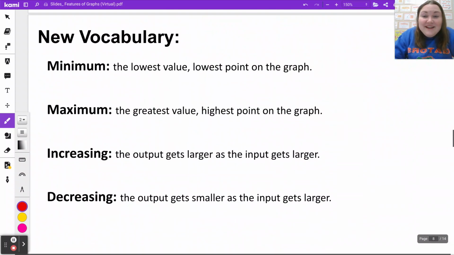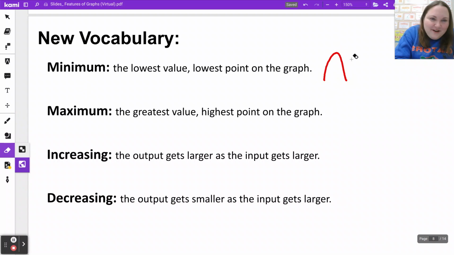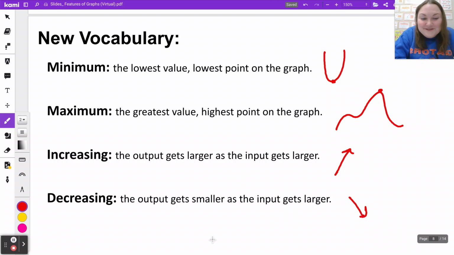If you like having written definitions of vocabulary words, here are the definitions. Minimum is always your lowest point on a graph. A maximum would be your highest point on the graph. Increasing is just when a line is going up, and decreasing is when your graph is going down. But if you want those written definitions, here they are as well. Pause the video now to copy them into your notes.